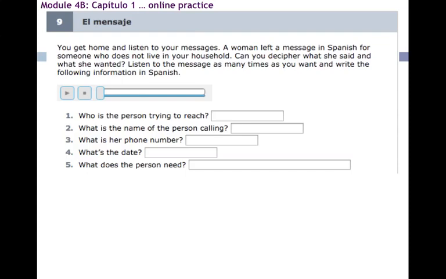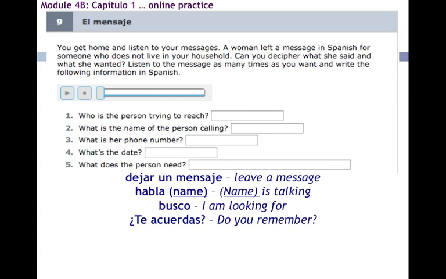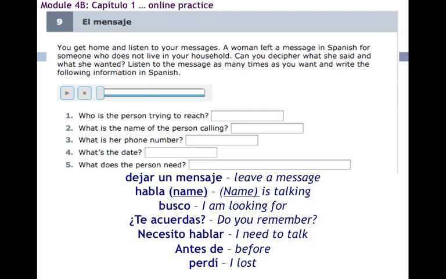Here's some vocabulary that will be helpful. Dejar un mensaje, leave a message. Habla, for example, habla Ana means Ana's calling. Busco, I am looking for. ¿Te acuerdas? Do you remember? Necesito hablar. I need to talk. Antes de, before. And perdí. I lost. Perdí. Take a screenshot of this. Have your phone. Take a picture. That'll be helpful when you get into that actividad.